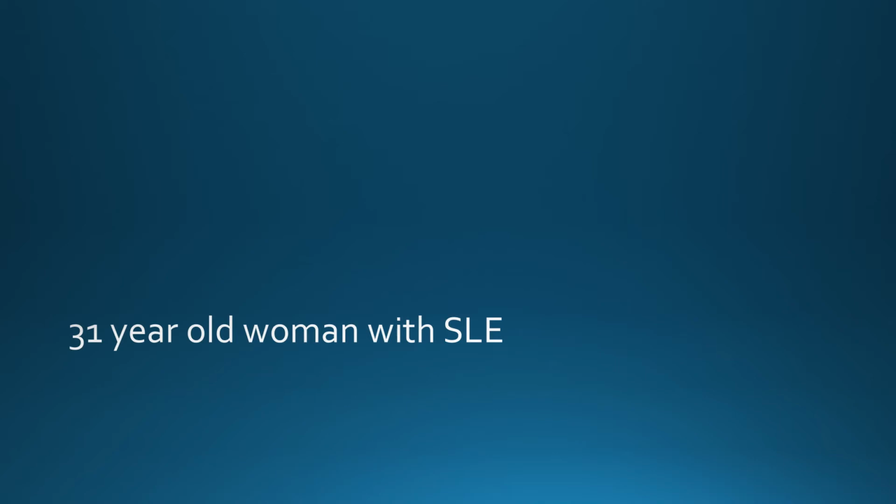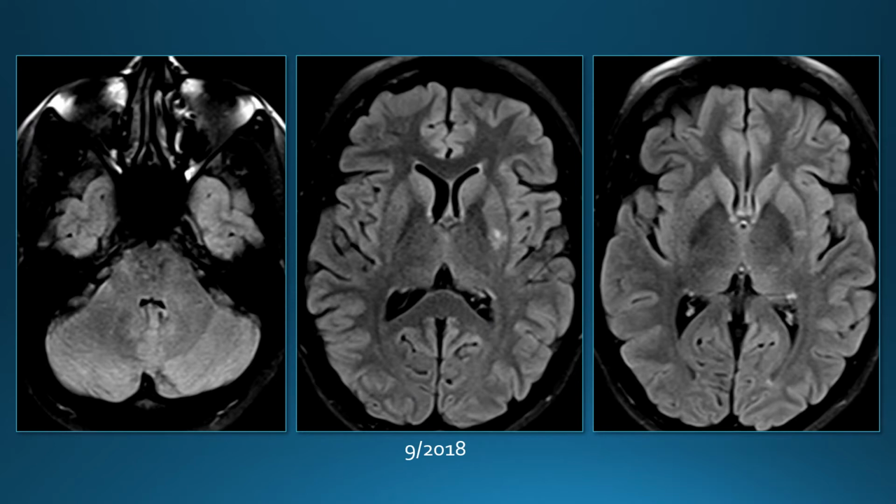Next case, 31-year-old woman with lupus. This is her initial MRI, 2018. Shows a small lesion in the left basal ganglia, not too impressive. That was in September 2018.